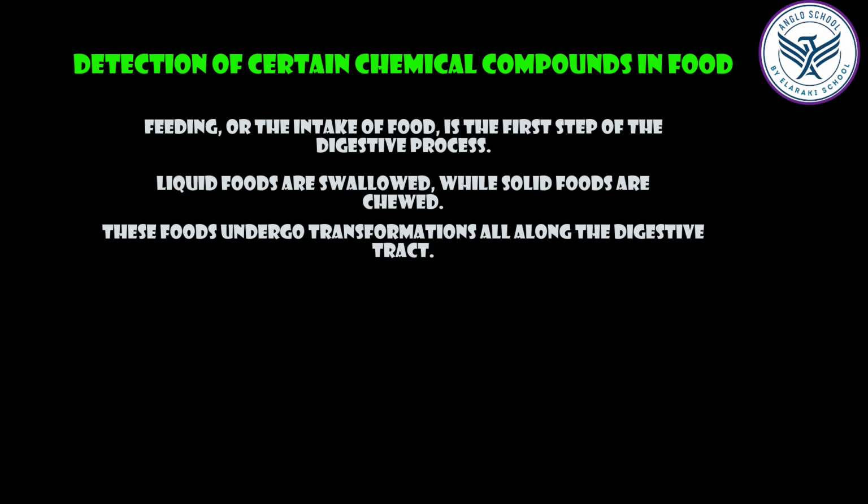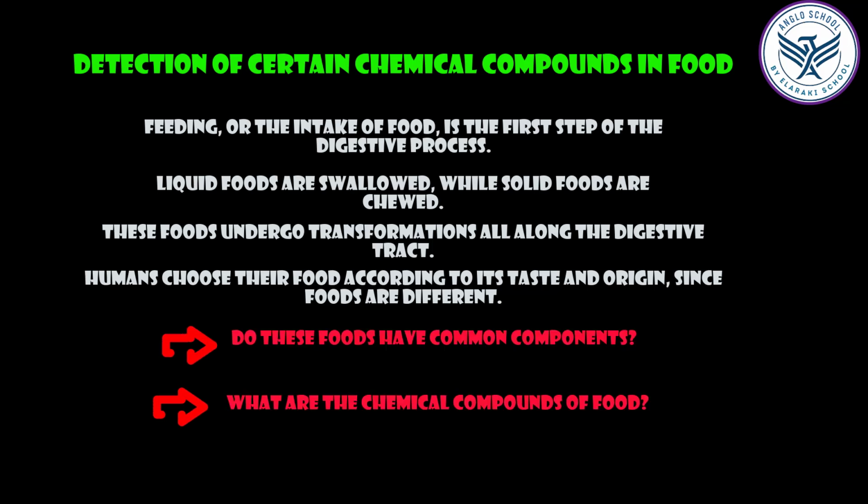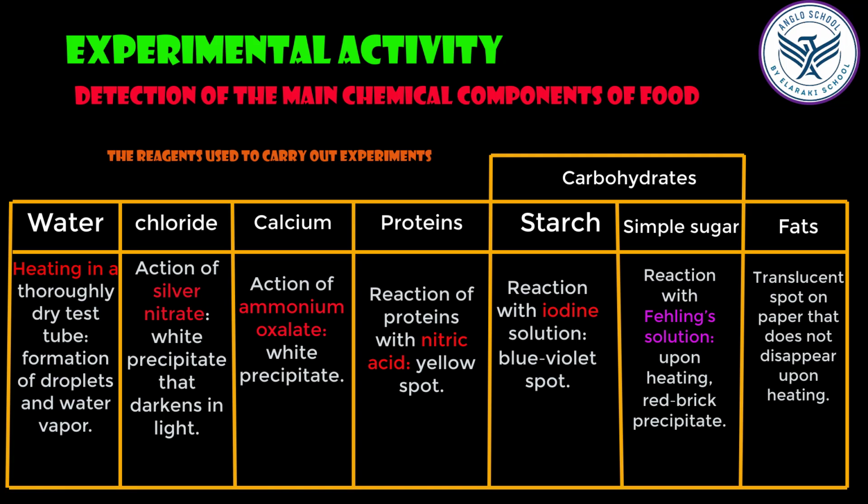Humans choose their food according to its taste and origin, since foods are different. Do these foods have common components? What are the chemical compounds of food? Experimental activity: detection of the main chemical components of food. In this table, we show the different reagents used to detect chemical compounds in our food.